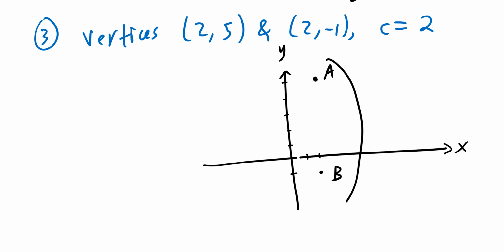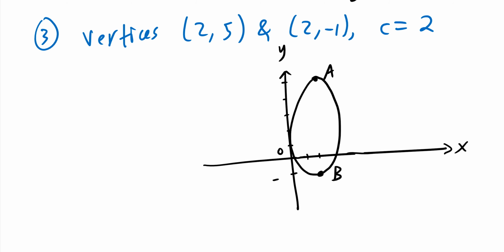This tells us that the ellipse is going to be parallel to the y-axis. It's going to be parallel to the y-axis, so it's going to be like that. 0, −1, 1, 2, 3, 4, 5. So halfway between those, maybe here. Yes, that point, (2, 2), that's the center. So the center right away is (2, 2).